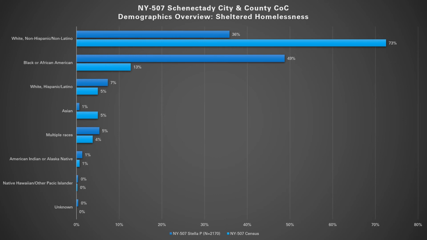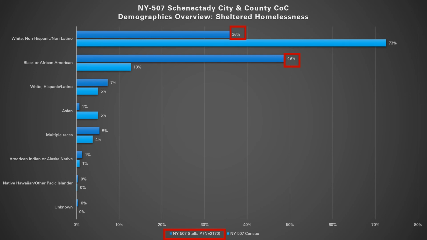This is New York 507 Homeless Services Planning Board. This community has a total population of 155,299 residents, and the HMIS data in the report period has 2,170 adults and households. According to the HMIS data, Black or African American head of households and adults make up 49% of those served in a homeless system, whereas white, non-Hispanic, non-Latino head of households and adults make up 36% of those served in the homeless system.